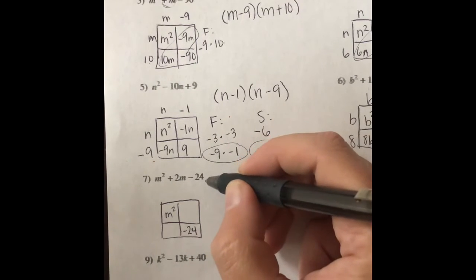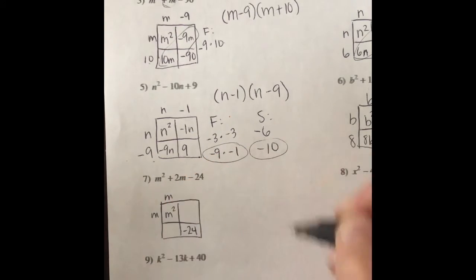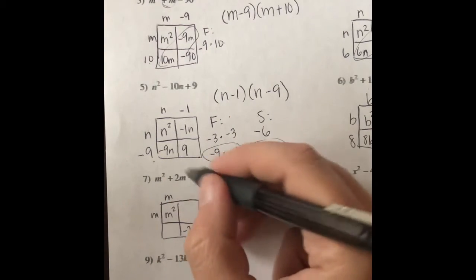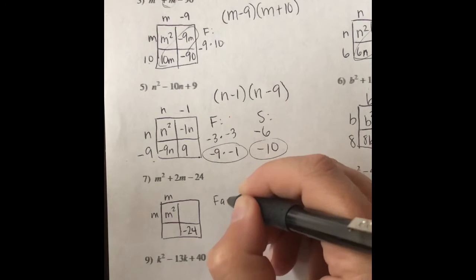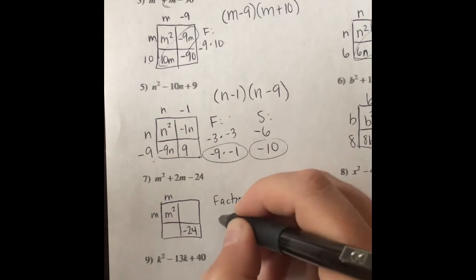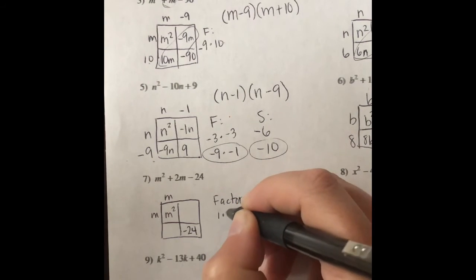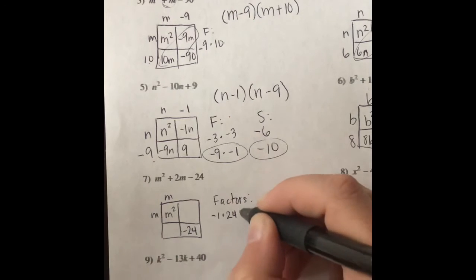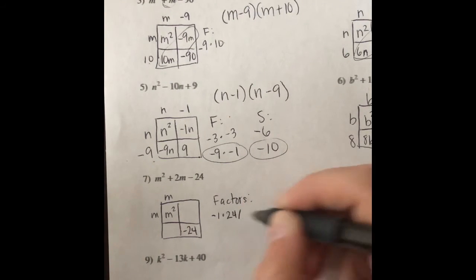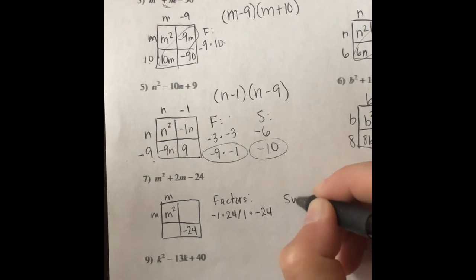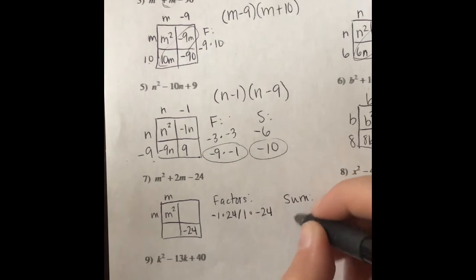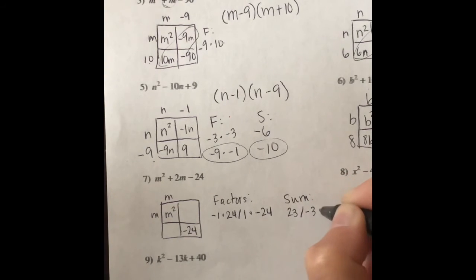Okay, so we have a -24 here. That tells us one is positive and one is negative. And we want to get a sum of +2 here. So let's list out some factors. I'm going to have 1 times 24. And remember, one's positive, one's negative. So we could have -1, 24, or 1 and -24. And let's go ahead and talk about our sums. So this sum is going to give us 23. And the second one would give us -23.